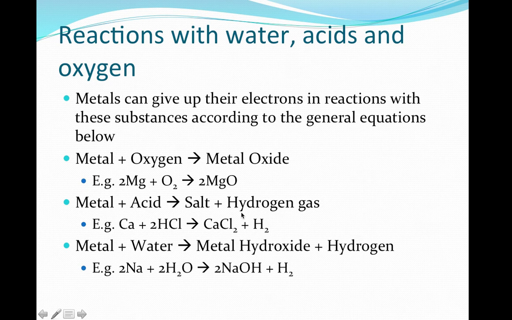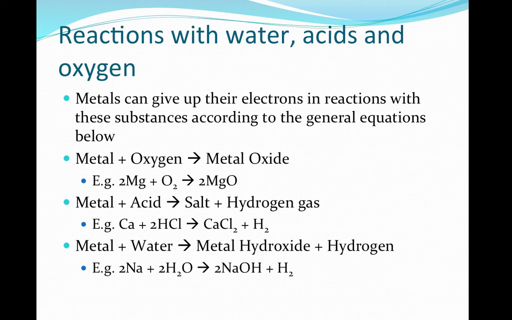Now, all metals, whether they're transition block or main group, will react with water, with acids, and with oxygen. If they react with oxygen, they make the metal oxide. So magnesium and oxygen makes magnesium oxide. Note that we're using the -ide ending because that tells us that it's in a compound.